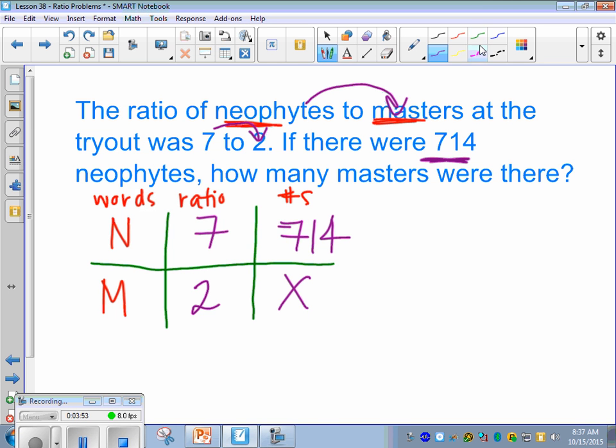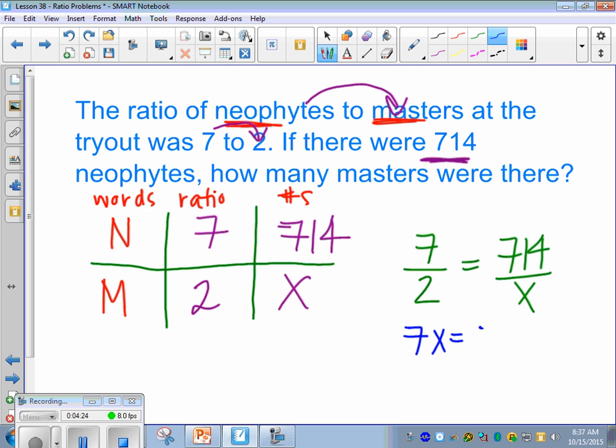Now what this ratio box does for us is it sets up a nice proportion. In that first example, we were solving proportions. So what this ratio box does is set it up for us. We don't have to do it ourselves. So from here, we can write that 7 over 2 equals 714 over x. Now what we can do is just cross multiply like we did in that first example. So 7 times x equals 714 times 2.